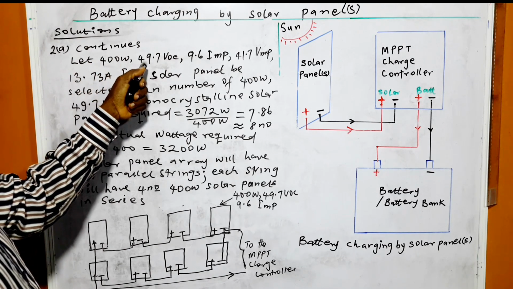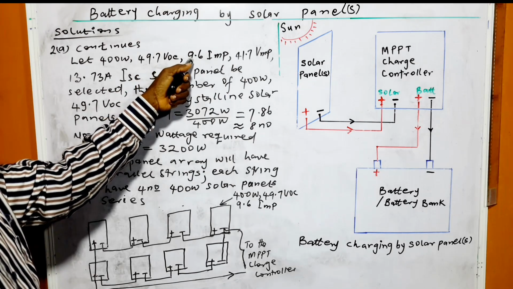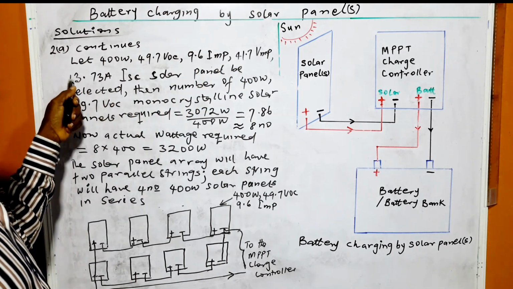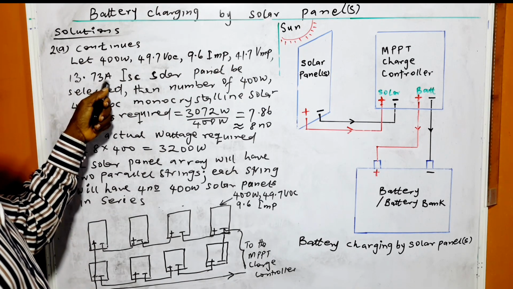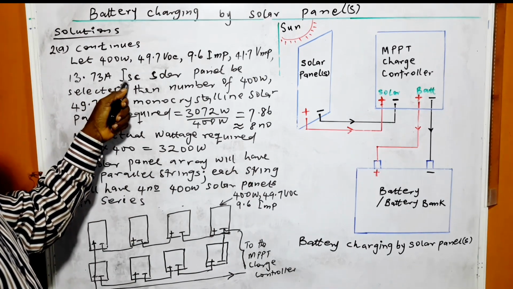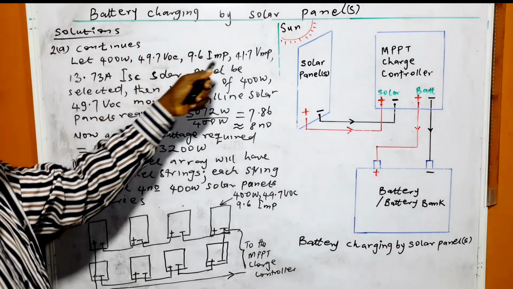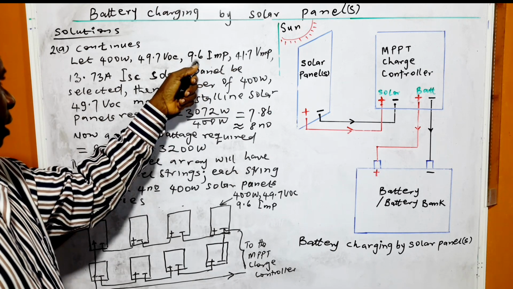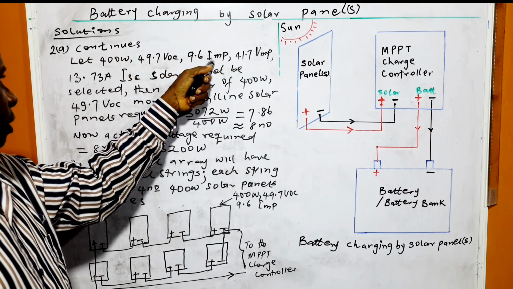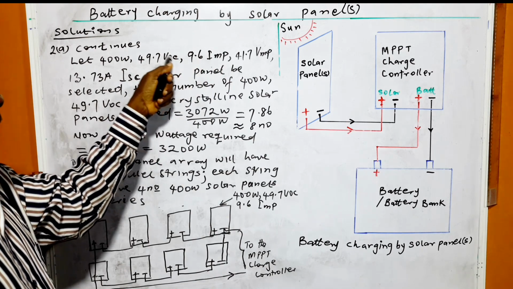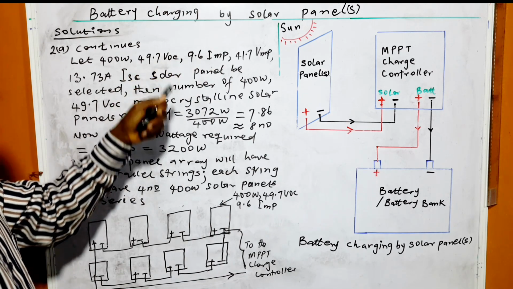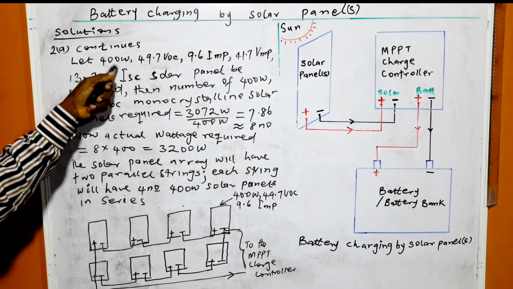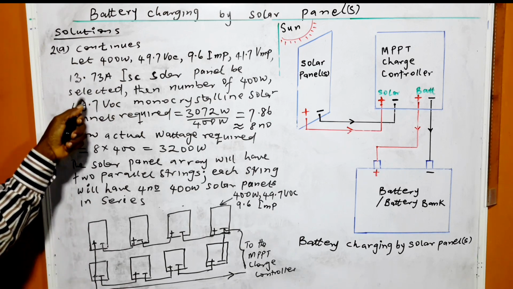Let the panel be 400 watt, with 49.7 VOC, 9.6 IMP, 41.7 VMP, 13.73 ISC. ISC means short-circuit current. VMP means voltage at maximum power. IMP means current at maximum power. And VOC means open circuit voltage. So let this 400 watt solar panel be selected.